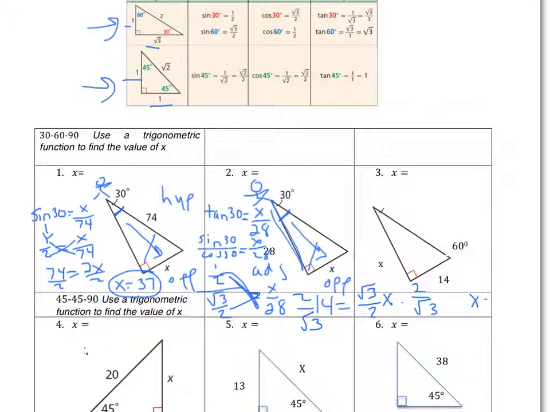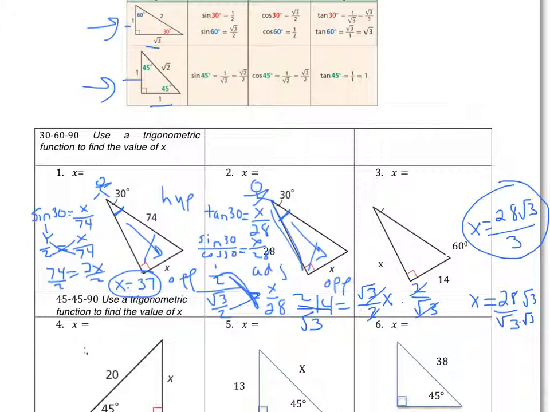And I get x equals, because the 2 cancels and the root 3 cancels, 2 times 14 is 28, and then that is over root 3. And then because I have root 3 in the bottom, I have to multiply by root 3 over root 3, and my x equals 28 root 3 over root 3 times root 3 is 3. So this is my x. Go ahead and do number 3 for homework.